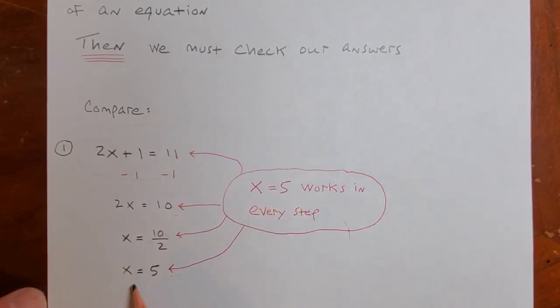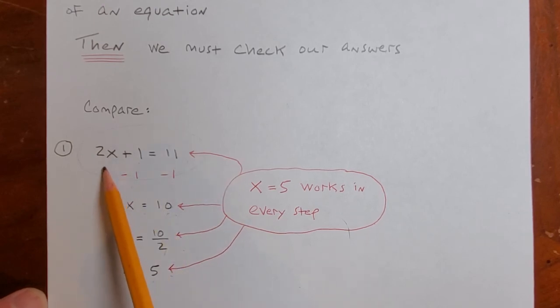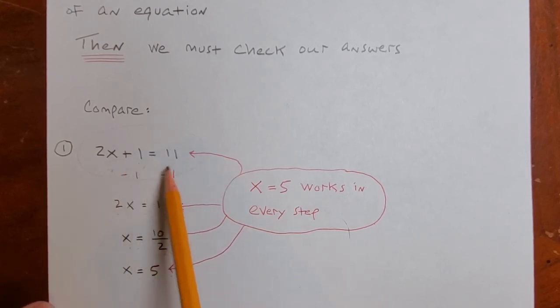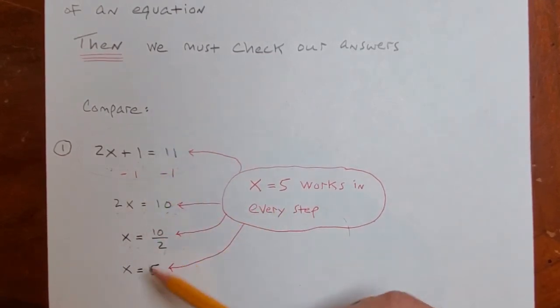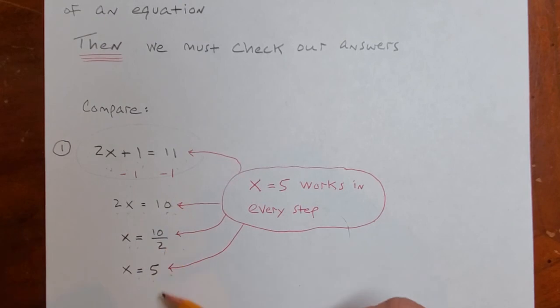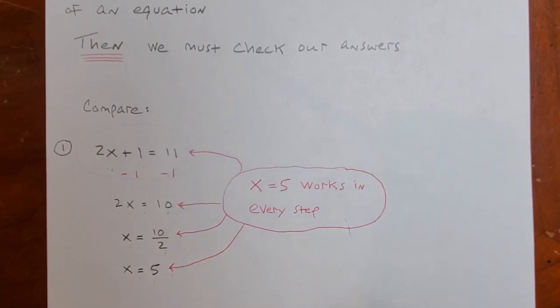Like, take 5. Is 5 equal to 5? Yes. Is 5 equal to 10 divided by 2? Yes. Is 2 times 5 equal to 10? Yes. Is 2 times 5 then plus 1 equal to 11? Yes, it works all the way. So when you solve by subtracting and dividing, you don't have to check your answer. As long as you don't make a mistake, it's guaranteed to work all along the way.